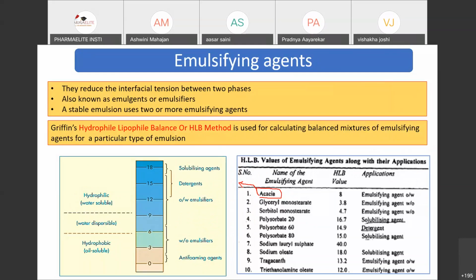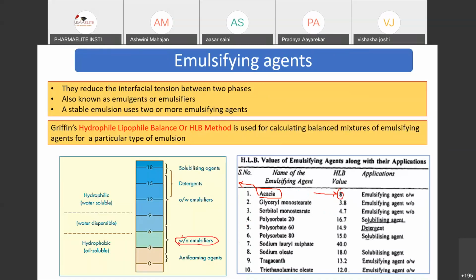Acacia can be used for what type of emulsions? So acacia basically can be used for both types of emulsions. It's not specific to only one. Simple reason being, its HLB value is 8, that is point number 1. Since its HLB value is 8, it can easily go for your water in oil emulsifiers.